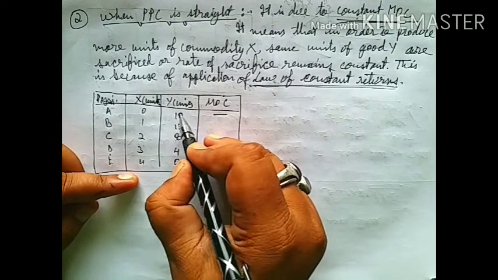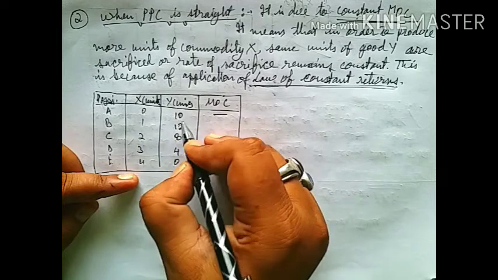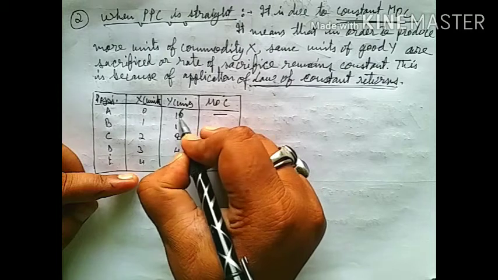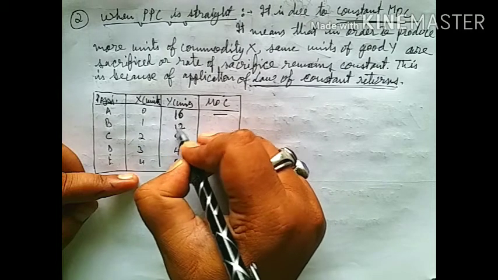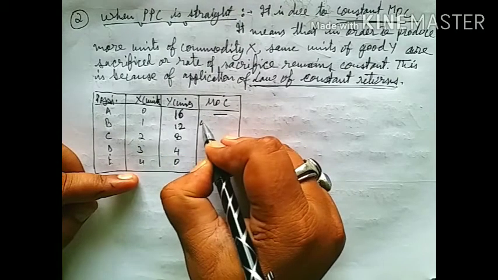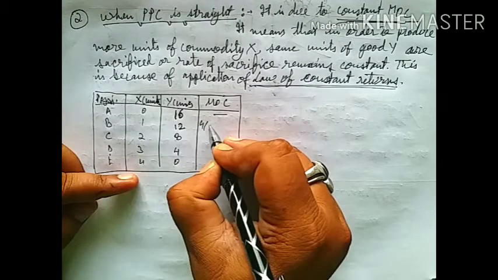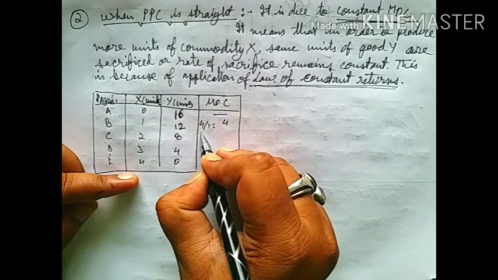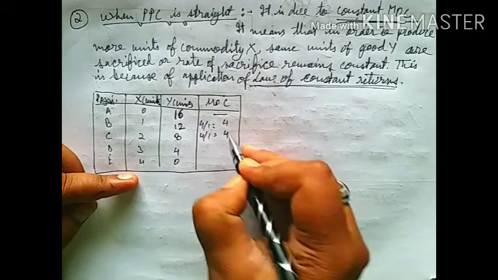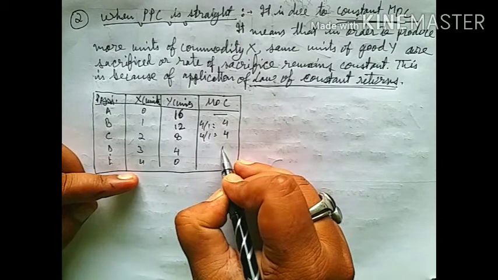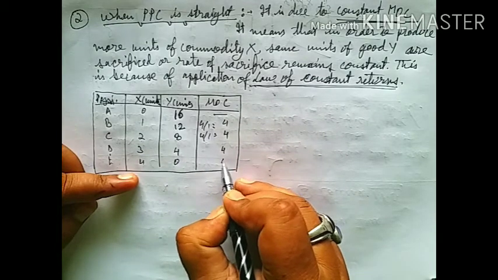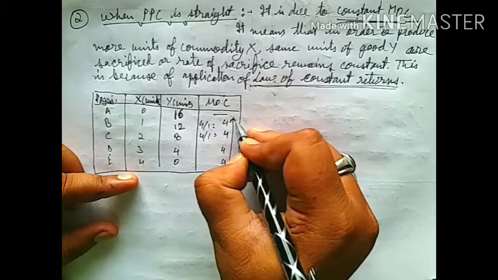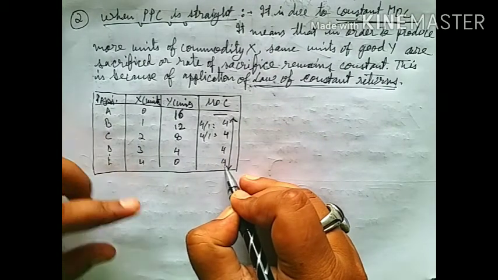Here 12 minus 10 is equal to, sorry, yes, this is the 16, not the 12. 16 minus 12 is 4, and 1 minus 0 is 1, so 4 by 1 is equal to 4. Again here 4 by 1 is equal to 4. At each step we are getting the same constant MOC: 4, 4, 4, 4.